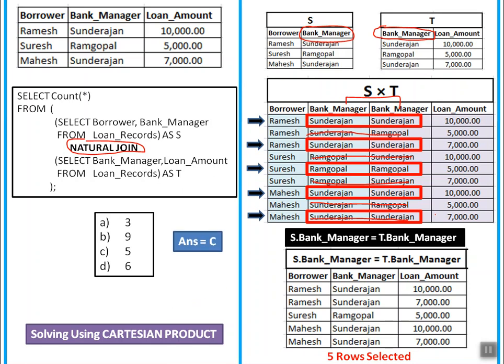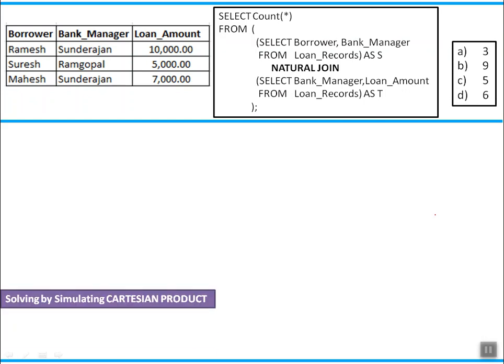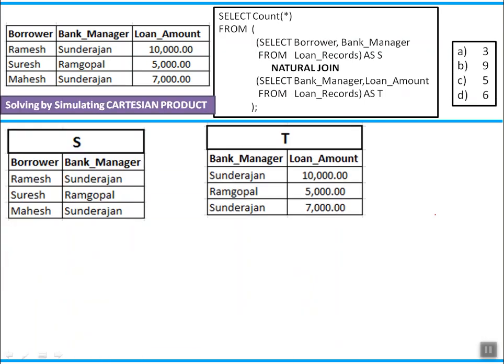So answer will be 5. This is the way you can solve using Cartesian product, but it's a tedious process. So please never do that. Always start visualizing Cartesian product. For example, like this. Here is S, here is T. So ultimately you have to process 3 into 3, 9 rows.